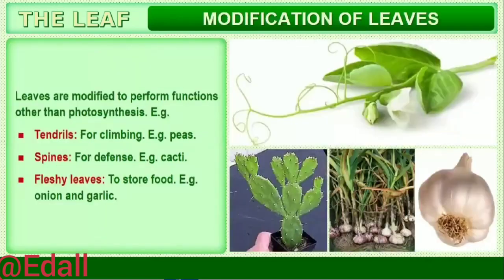5.3.4 Modifications of leaves. Leaves are often modified to perform functions other than photosynthesis. They are converted into tendrils for climbing, as in peas, or into spines for defense, as in cacti. The fleshy leaves of onion and garlic store food.